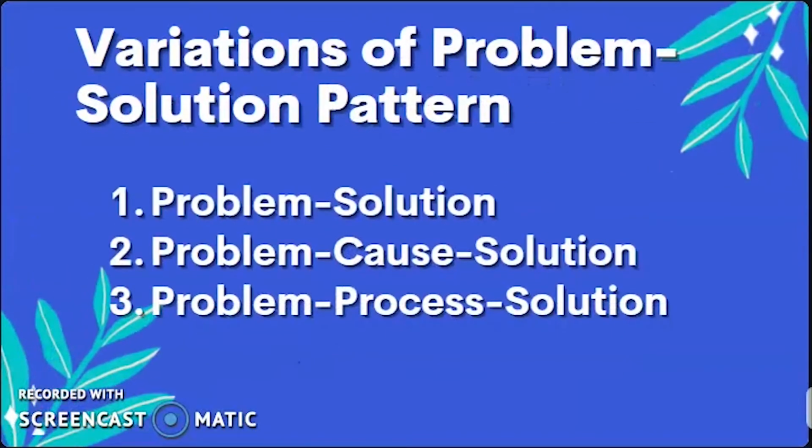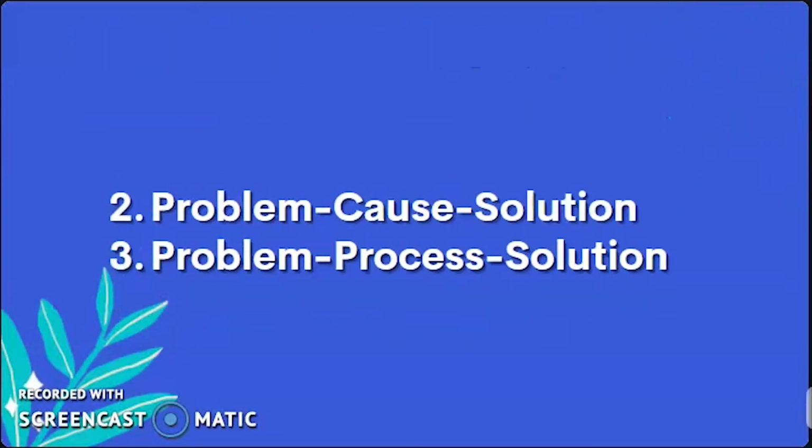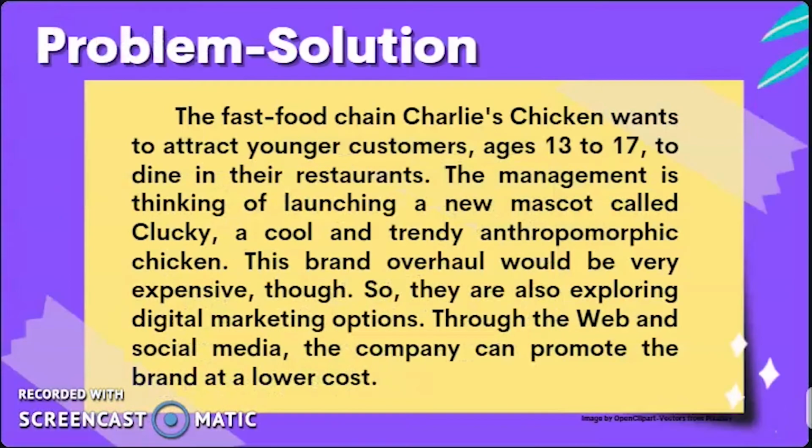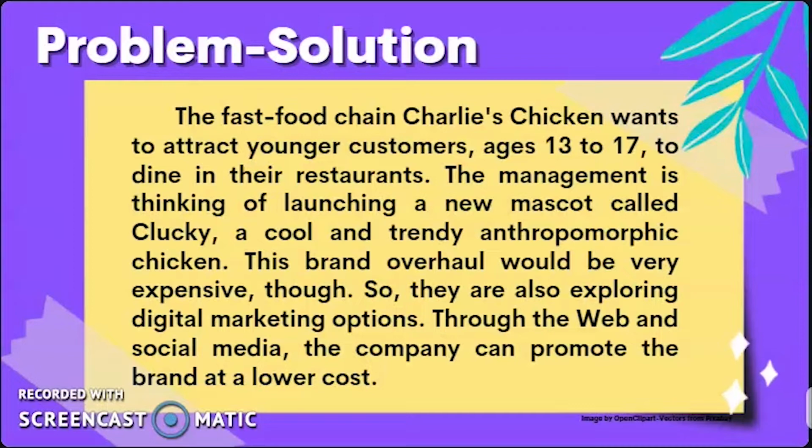There are three variations of the problem-solution pattern, and these are problem-solution, problem-cause-solution, and problem-process-solution. Let's discuss this one by one. The first one is problem-solution. This is a pattern that has a straightforward approach. The problem is stated simply and a possible solution is given. Please read the given example silently.